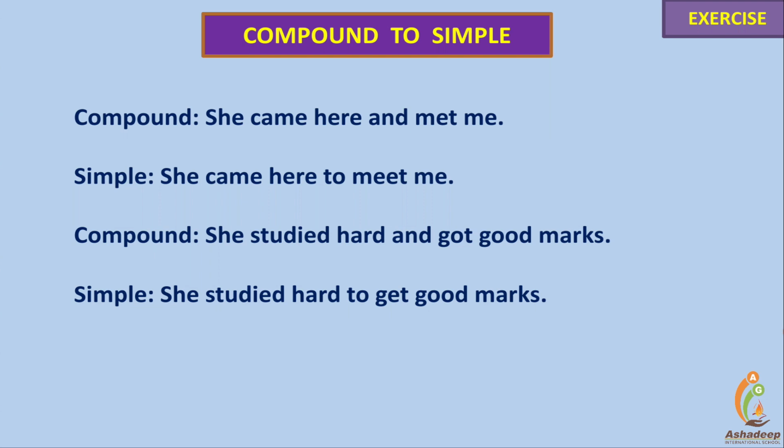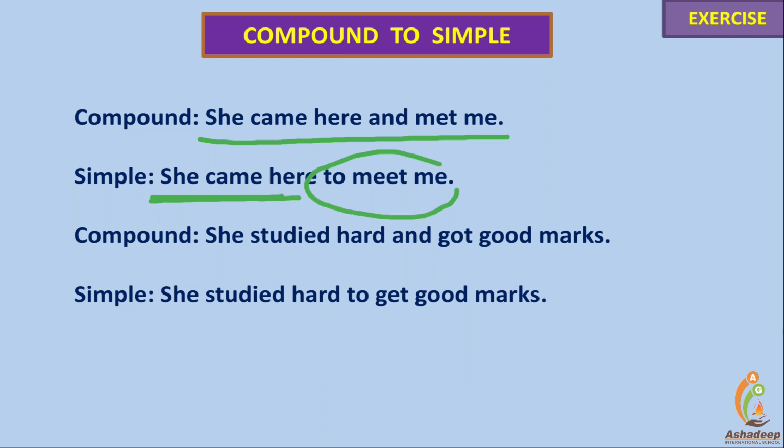Next example. She came here and met me. Two sentences. She came here to meet me. Here you need to analyze. And she met me was a clause. And has been removed here, and to meet is the infinitive verb. To meet me makes a phrase.